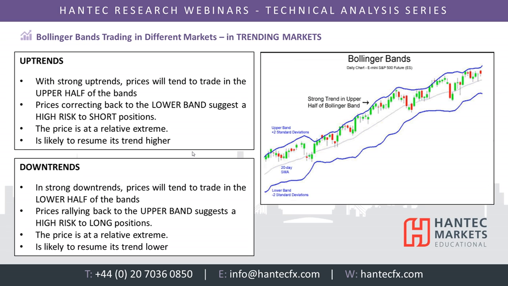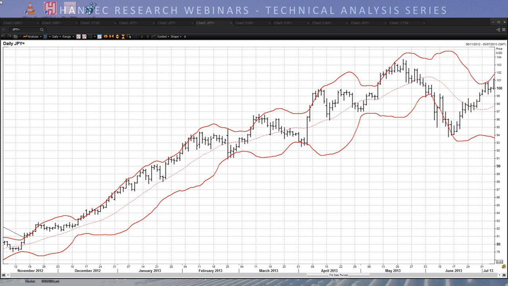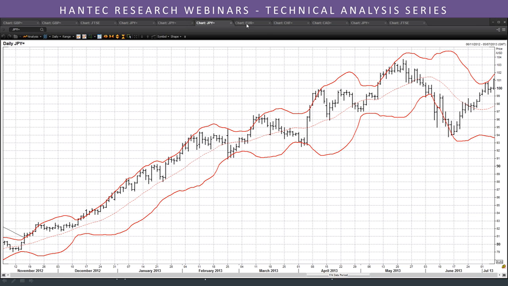Within that argument, you would also see that any move towards the upper portion of the bands would be seen as a high risk to your long positions. Your long positions are subsequently at high risk of being reversed. So I have a chart to show you that.